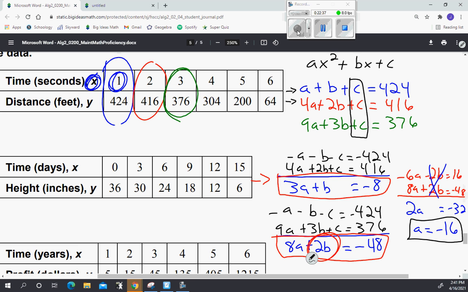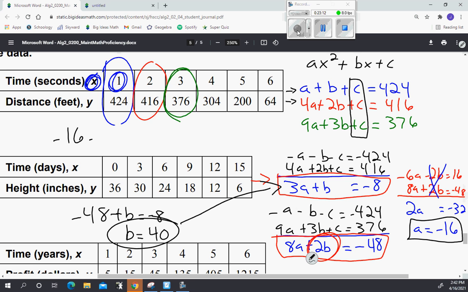That's good. Now I have to solve for b. Plug a back into this equation right here. So I get 3 times negative 16, which is negative 48, plus b equals negative 8. Add 48 to both sides, you get b is equal to 40. Okay. And then the top equation, a plus b plus c, we'll just plug in those. Negative 16 plus 40 plus c equals 424. That's from that top equation right here.